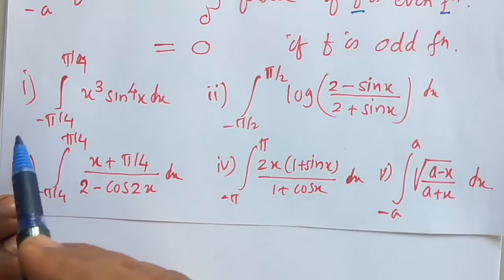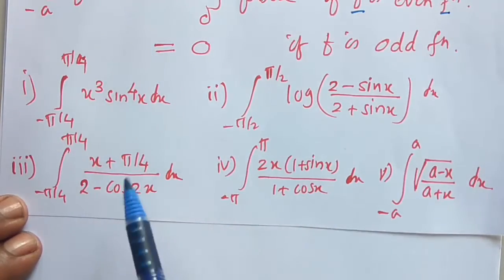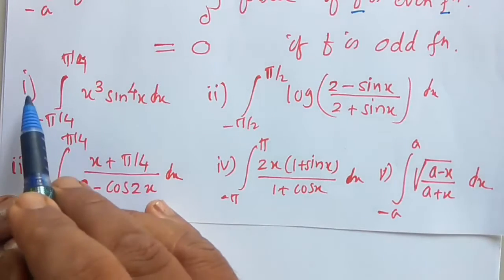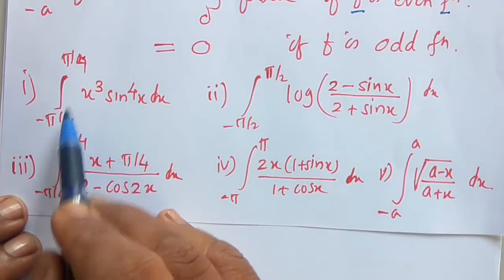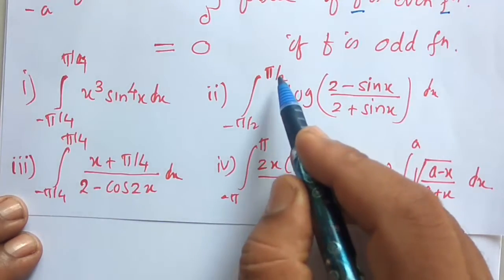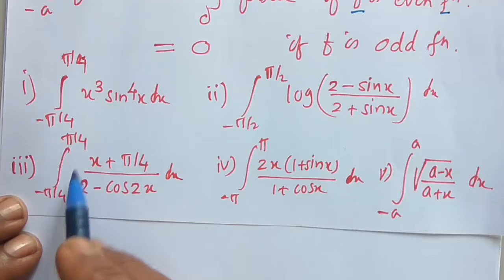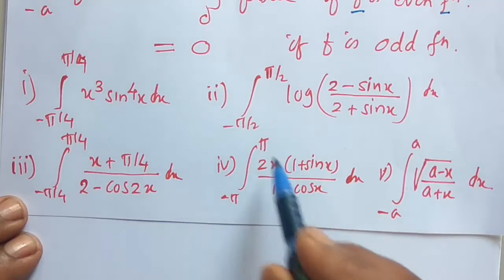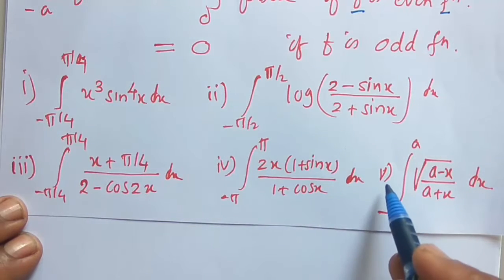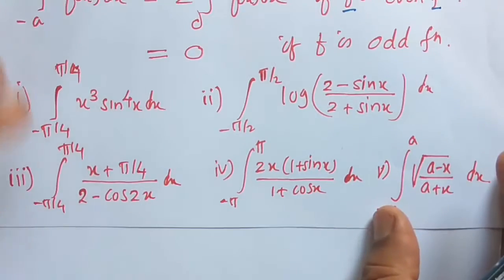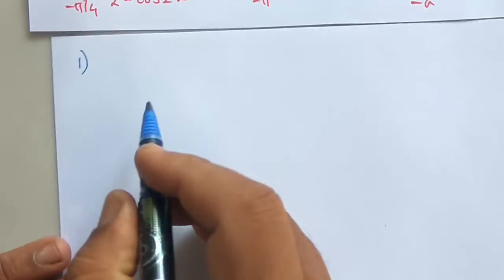the example number 1. These are the examples. Here integration is from minus a to a. For example, in 1 it is minus pi by 4 to pi by 4. In example 2 it is minus pi by 2 to pi by 2. Example number 3 is minus pi by 4 to pi by 4. Number 4 is minus pi to pi, and in 5 minus a to plus a. So we shall start with example number 1.